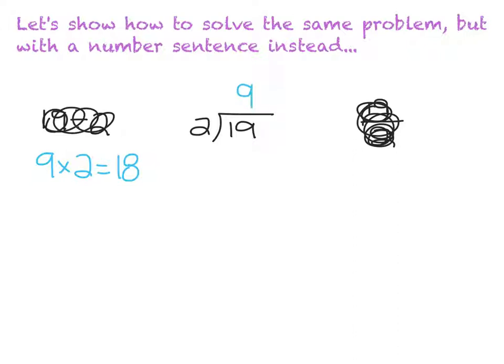9 times. So 9 times 2 equals 18. And when we subtract that, we have 1. Now, can 2 evenly go into 1? No, you're right. You cannot make a group of 2 if there's only 1 left over. So that means we have 9 groups of 2 with a remainder of 1.